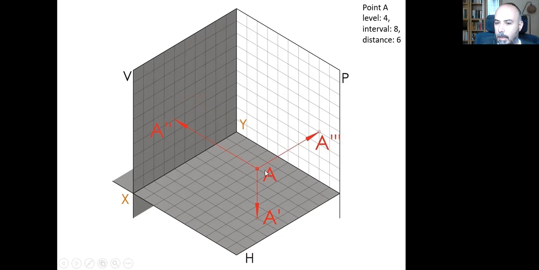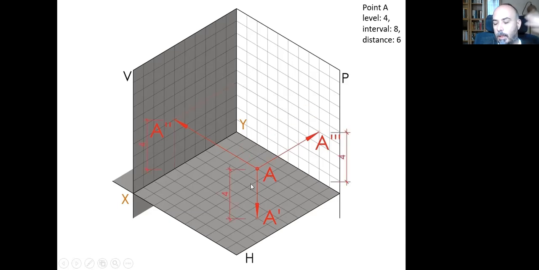And last, we cast our ray from this direction towards here. It hits our point and it marks a point on the profile projection plane, which we can name A triple prime. It means the third projection of point A. So by using these 3 rays, we created 3 projections of the actual point. And this perpendicular length here, that is what we call distance.